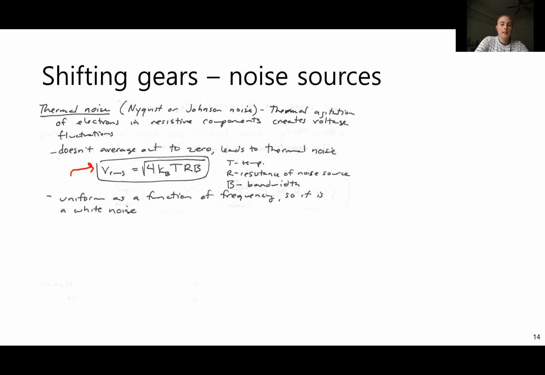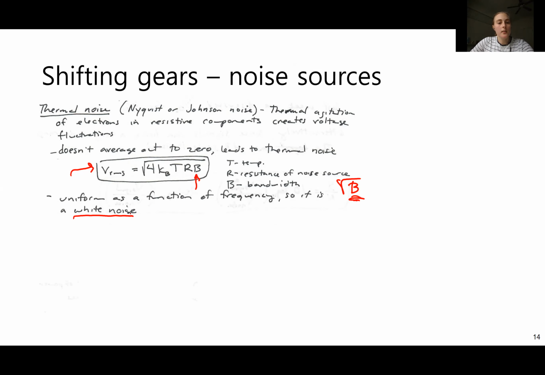The fact that the bandwidth is in here, as the square root of B, means it doesn't matter which range of bandwidth you're looking at. So this is indicating, when you look at this equation, that this is a white noise source, that it's uniform as a function of frequency.